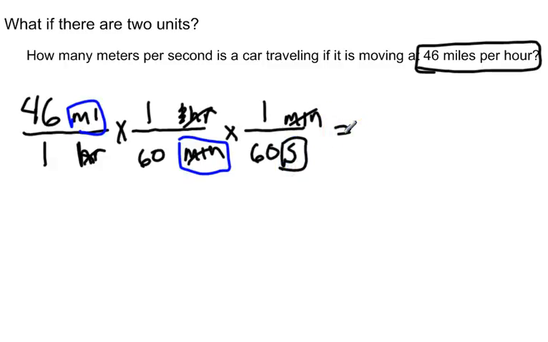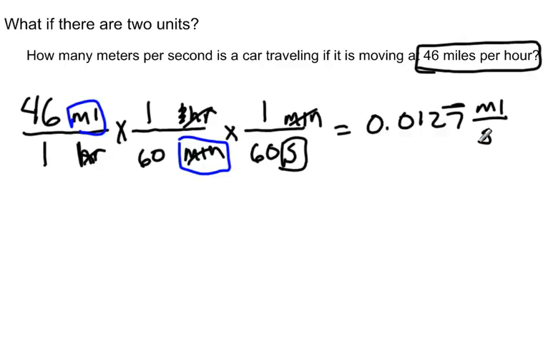So now we're going to do this math. We're going to do 46 divided by 60 divided by another 60. And so this is going to give us 0.0127 repeating. Now what's our units? Be careful. What's our units? Miles. We haven't gotten rid of miles. Per second. Okay? So now we just need to convert miles to meters.